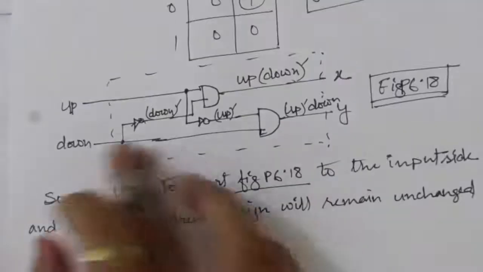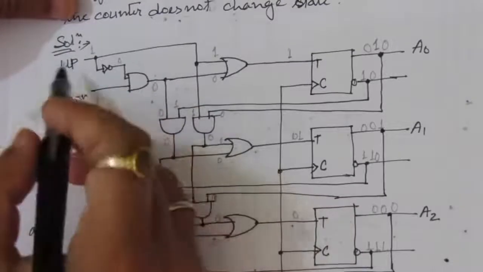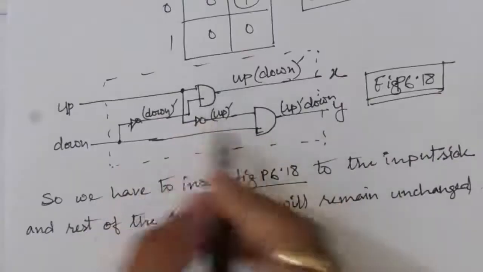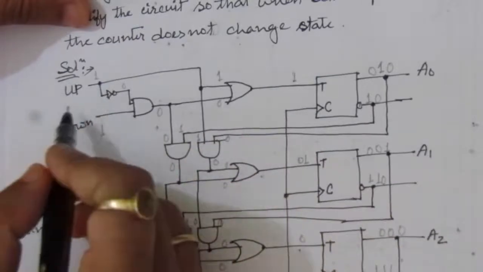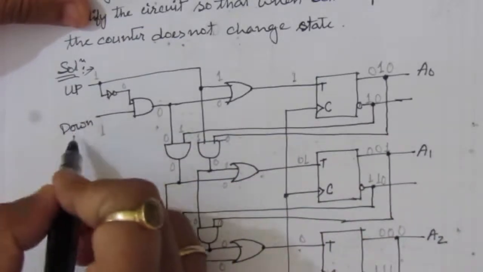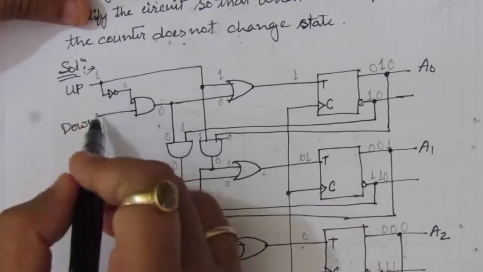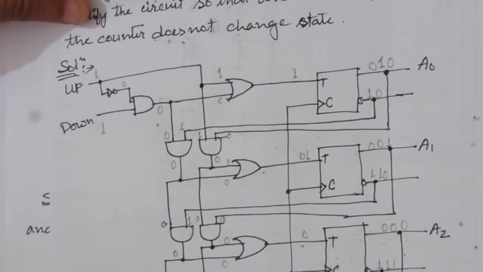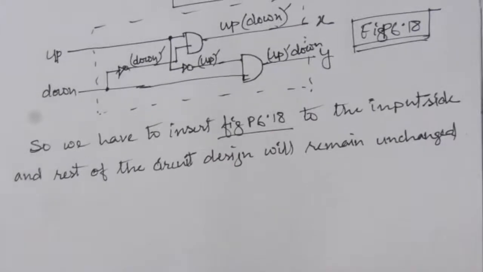That means when we put this at the input side of this circuit, before this input, whenever we get up and down as 1 and 1, we will get 0 and 0. So if we put this circuit at the input side of this 4-bit up-down counter circuit, when both inputs up and down are 1 and 1, we will get 0 and 0 at these two positions. That means X and Y will be 0 and 0. That means now the circuit will do the no change operation, or it will remain in the same state. So this is the solution of problem number 6.18 from chapter number 6.